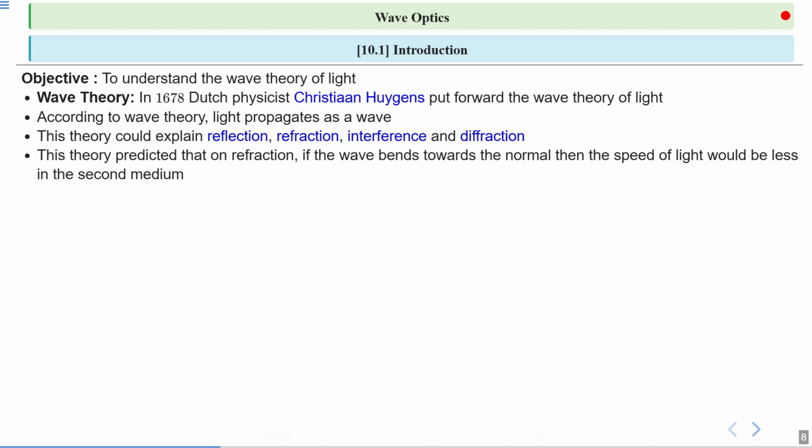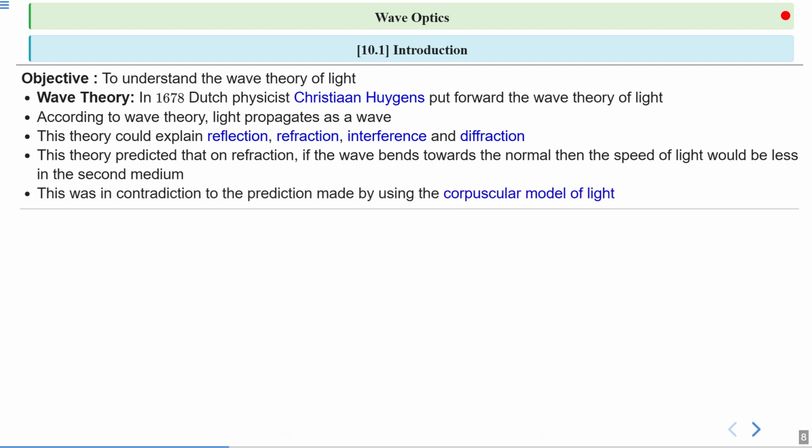An interesting prediction of the wave theory is that when light refracts, if it bends towards the normal, the speed of the light is slower in the second medium. This prediction was in direct contradiction to the corpuscular model of light, which suggested that light particles would speed up in the denser medium. This discrepancy was a significant point of debate at that time and ultimately led to further investigations that supported the wave theory.